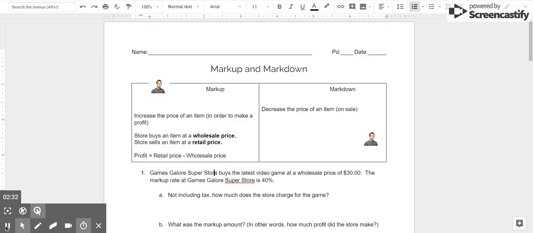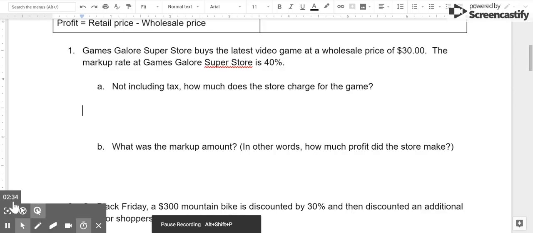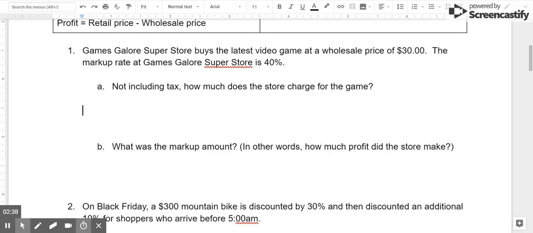Let's take a look together at number 1. Games Galore Superstore buys the latest video game at a wholesale price of $30. The markup rate at Games Galore Superstore is 40%. A says, not including tax, how much does the store charge for the game? There are 2 ways we could figure this out. I could take $30 times 40%. And then add that answer to $30.